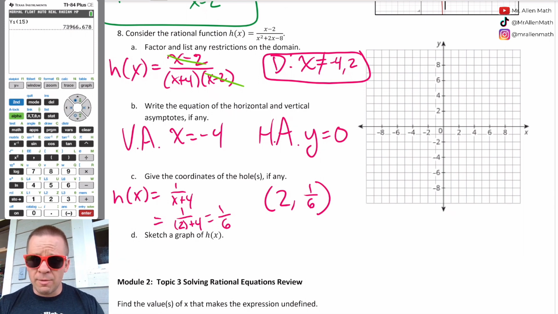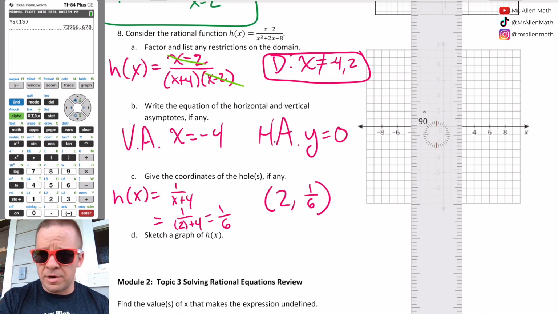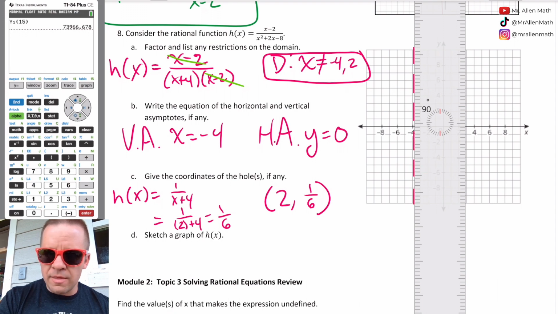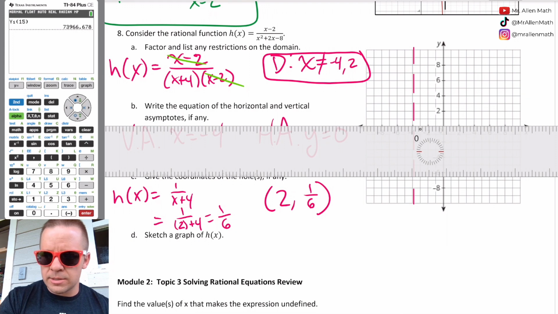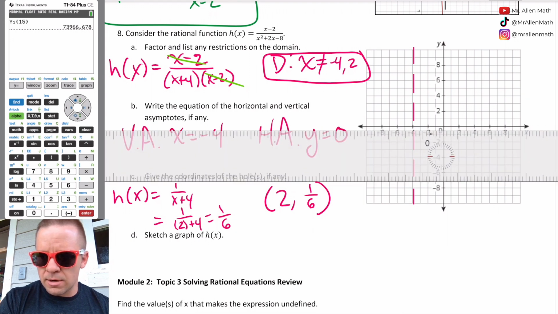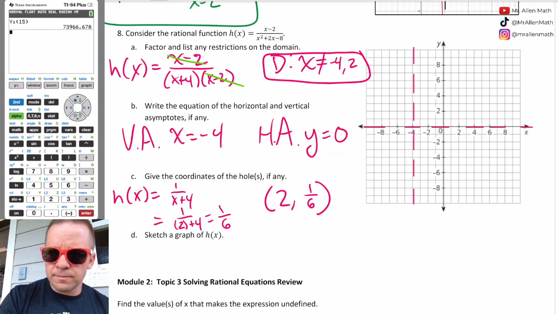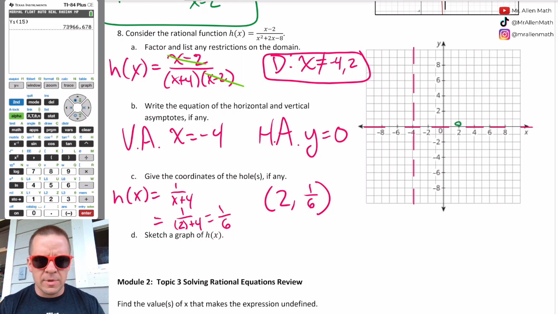All right. And then we got to sketch this graph. So I like to throw down my asymptotes, right? I already got the vertical ready to go, so we'll throw that in there. We got negative 4. 1, 2. And then I got my horizontal of y equals 0. There it is. There we go. Awesome. All right, and then I've got a hole. I'll do this in a different color here. We'll go green now. 2, 1/6. So 2, 1/6. So I'll just make that really close there.